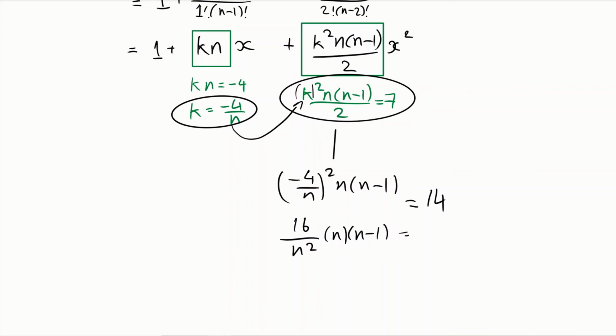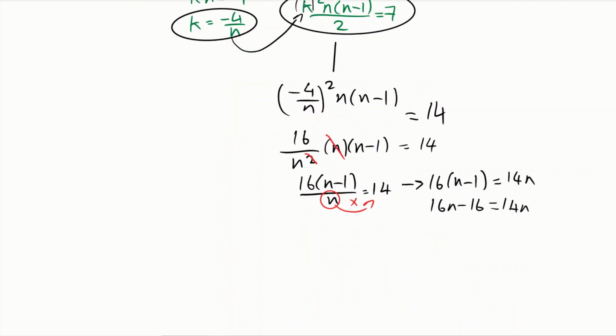We can cancel out the n's, so we can cancel out one n here and one n there. So now we are left with 16 times (n minus 1) over n, which is equal to 14. Timesing by n to the other side, 16 times (n minus 1) equals 14n. We expand the brackets now, 16n minus 16 equals 14n. Further rearranging that, we get 2n equals 16, and now we get n equals 8.